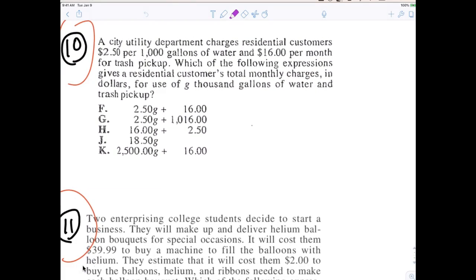All right. A city utility department charges residential customers $2.50 per 1,000 gallons of water and $16 per month for trash pickup. Which of the following expressions gives a residential customer total monthly charges in dollars for use of G thousand gallons of water and trash pickup? What did you think?